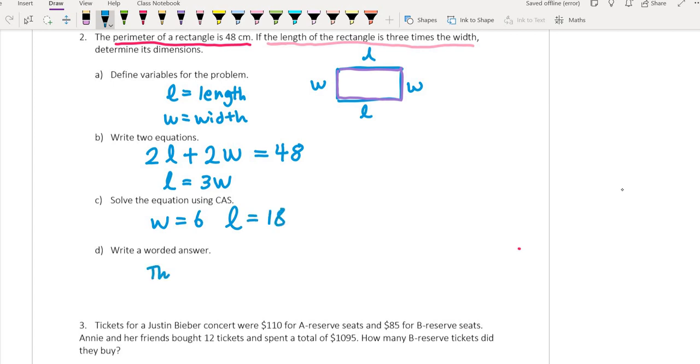So we write the width is 6 centimeters. That's what's given to us. And the length is 18 centimeters.